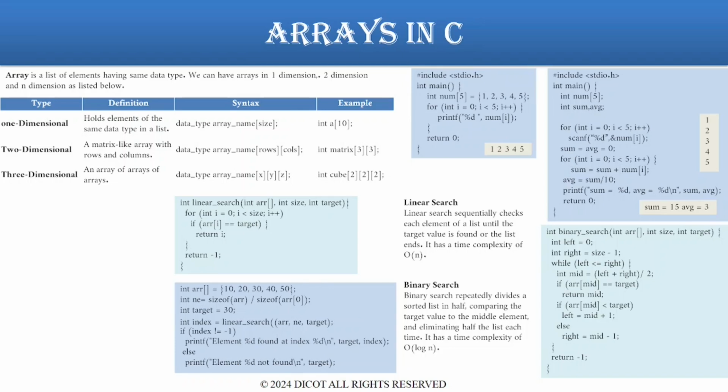In case of an unsuccessful search, like for example, if you are searching 60 or 90 or 0, what would have happened? The entire loop would have executed and it would have not found any element matching the target. So the function would have returned minus 1. But in this case, since the search is successful, it is returning the index of the element, which is nothing but 2.